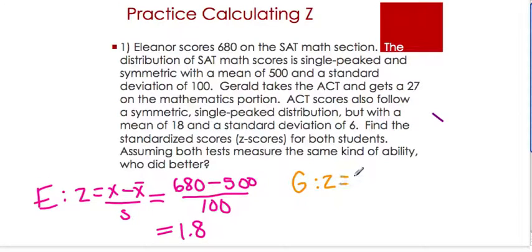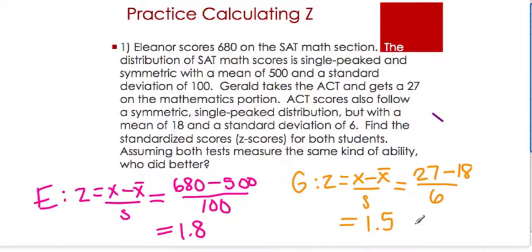Again, I start with the formula. Z is equal to x minus the mean divided by the standard deviation. Gerald's ACT score is a 27, minus the average ACT score, 18, divided by the standard deviation, 6. When I do that, I get a z-score of 1.5. So Gerald's ACT score was 1.5 standard deviations above the average ACT score.